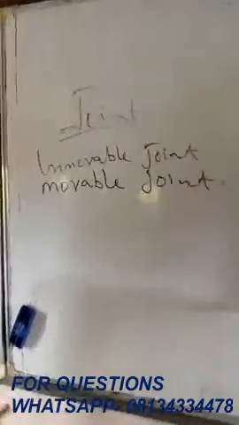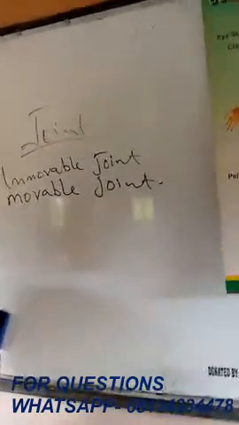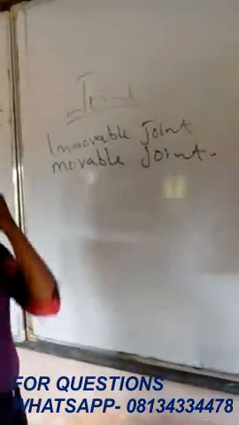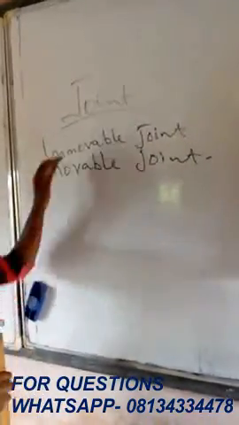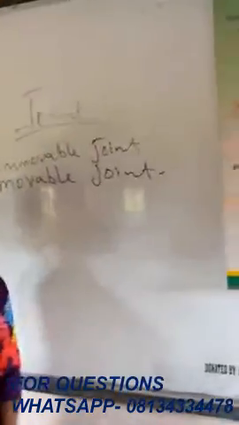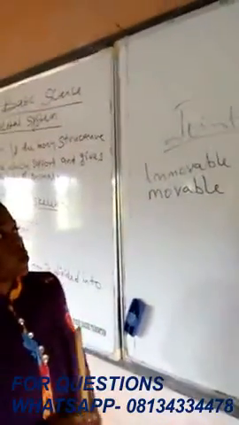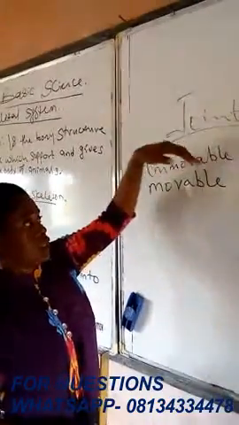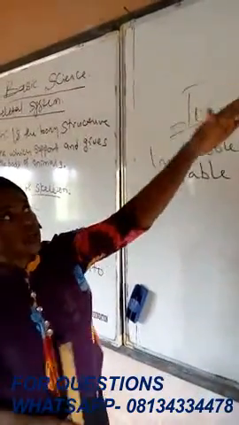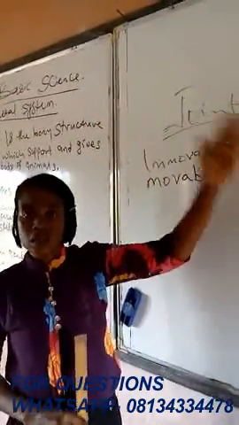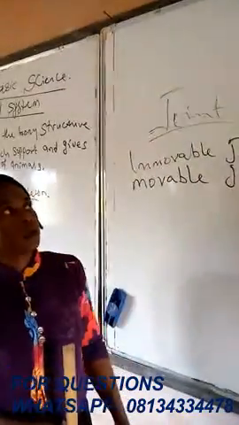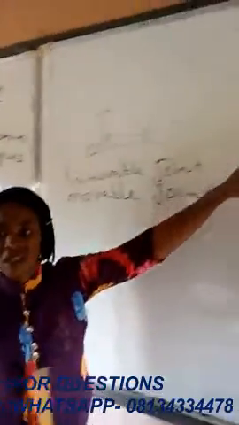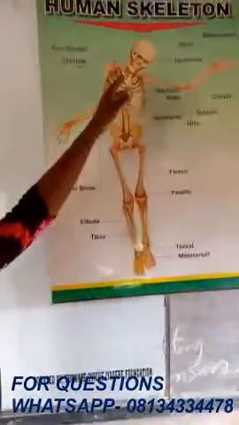The immovable joints and movable joints. Now let's begin with the immovable joints. The immovable joints are the joints where movement is not possible. It is the joint at which movement is not possible. And this joint is located at the skull.